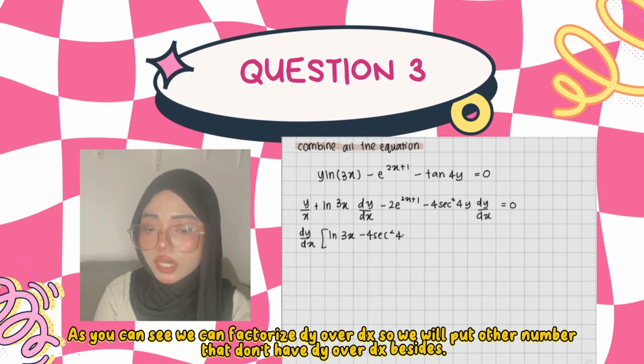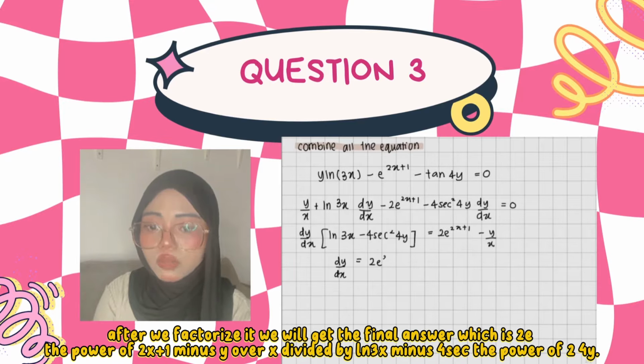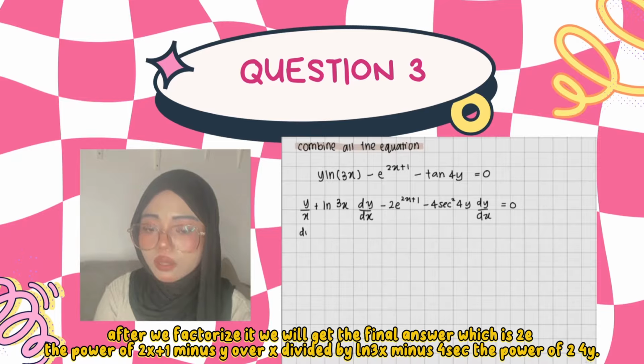As you can see here, we can factorize dy over dx, so we will put the other terms that don't have dy over dx beside it. After we factorize it, we will get the final answer, which is 2e to the power of 2x plus 1 minus y over x, divided by ln 3x minus 4 sec squared y.